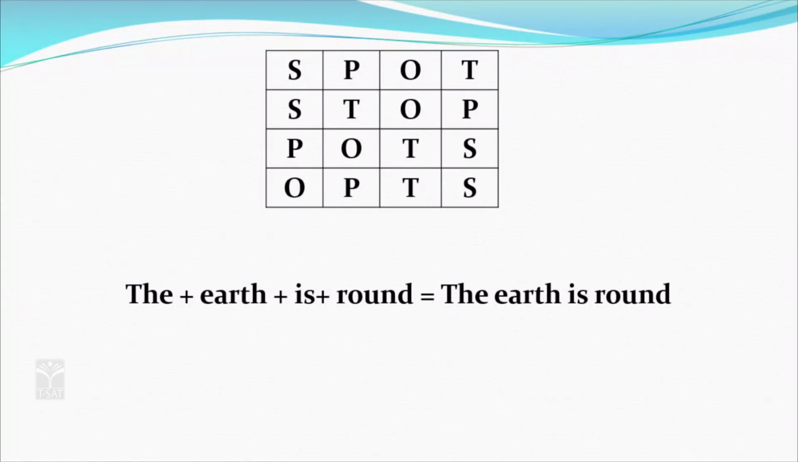And this is one example. We have discrete items S, P, O, T. With this, we can go for combinations like spot, stop, pots, and opts. Similarly, we have words: the earth is round. With this, we can make a larger one which is a sentence, the earth is round, as well as is the earth round.